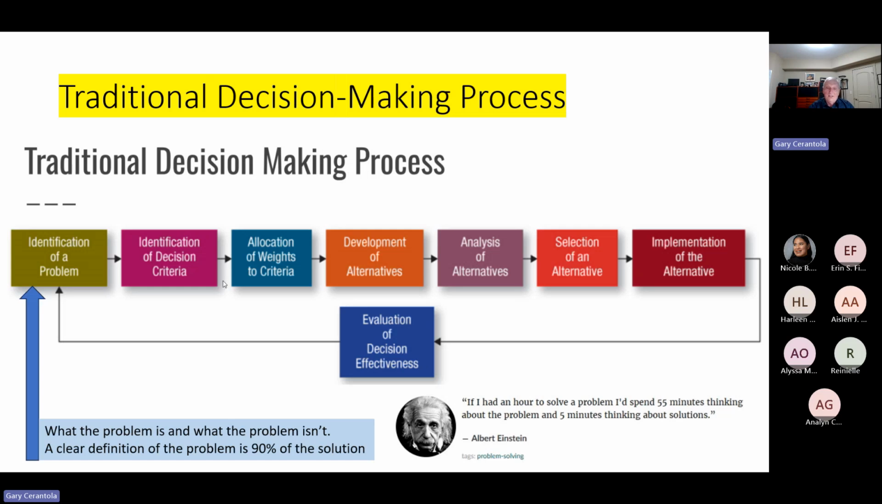So here, you identify the problem, you identify the decision criteria, you allocate the weights, you develop the alternatives, you analyze the alternatives, you select an alternative, you implement that, and then you're always evaluating because sometimes a lot of the assumptions that you make are fleeting. It's the best information you have at the time, and you have to test those assumptions on a continuous basis, especially if your decision was crucial and you need to recalibrate.